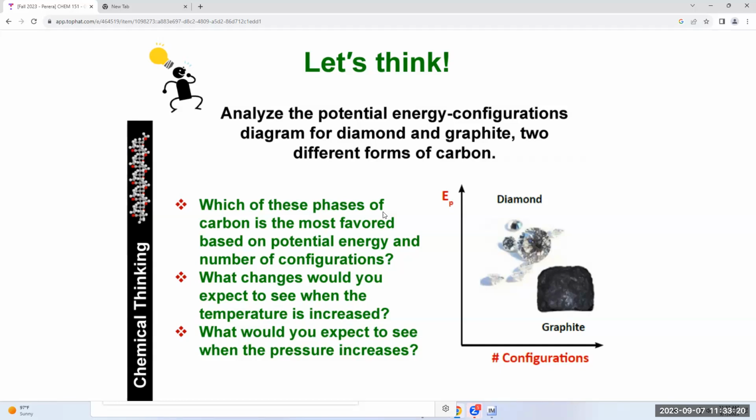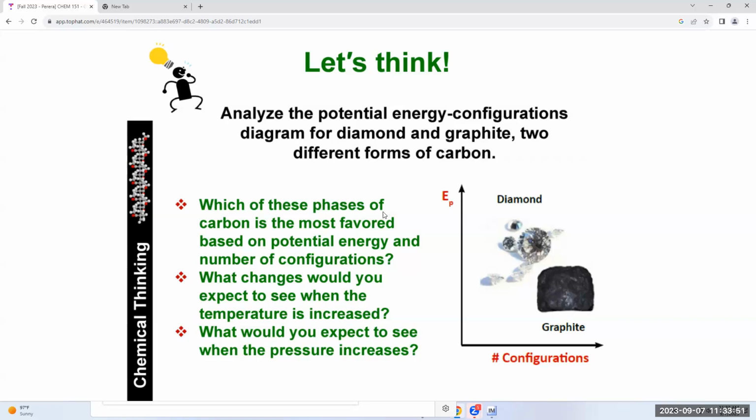Why? It's a higher number of configurations, because everything happens to increase or maximize the number of configurations. And that's why your dorm room is going to get messier and messier with time. Number of configurations, blame the nature. That's the nature. Anyway, graphite is favored by both potential energy and the number of configurations for that reason. Any questions about that?